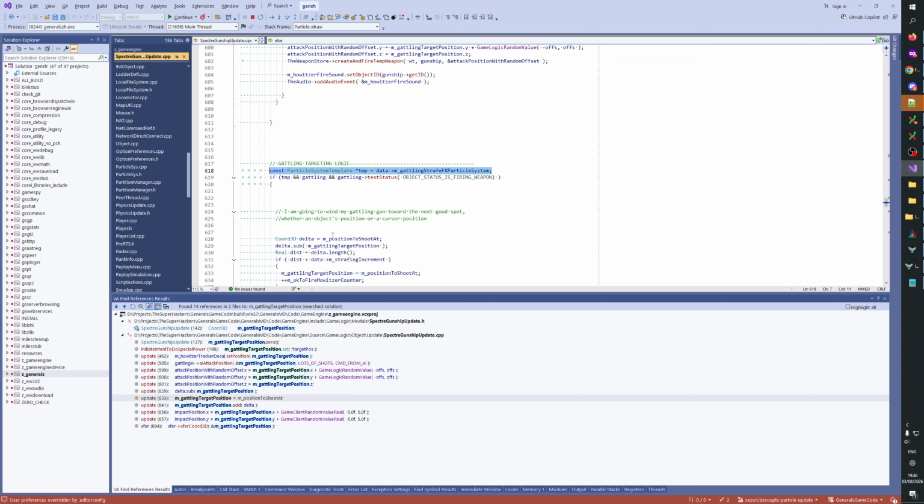Oh, I see. Gatling strafe FX particle system. Do we decouple this then? So the problem here is that this is decoupled. This is coupled with the particle system. So how do we decouple that?